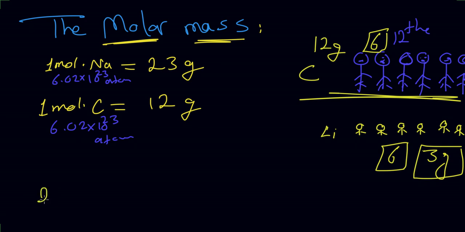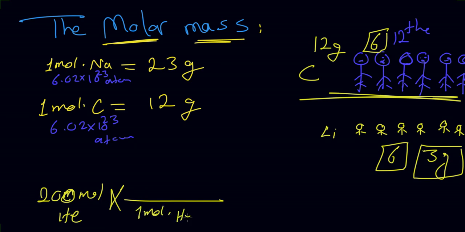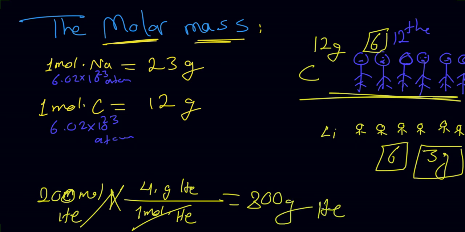If you have 200 mole of helium, how many gram are there? So you will multiply by a conversion factor. You say what? 1 mole of helium, this is given, guys, 4 gram of helium. So mole and mole cancelled. 2 multiplied by 4 is equal to 8. Okay, so you say 800 gram of helium.